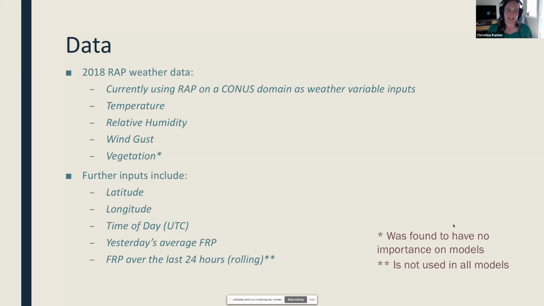Further inputs we decided to include, and I'll show that later, are latitude, longitude, time of day, yesterday's average FRP, and then a rolling FRP. So if it's 8 UTC today, it would take the previous 24 hours of FRP values over that RAP grid cell.